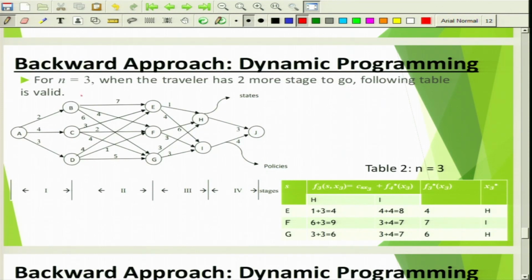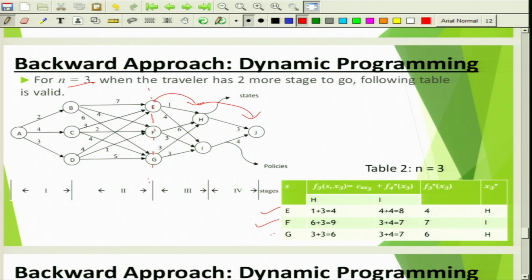Now consider n equal to 3, when the traveler has 2 more stages to go. The following table is valid. Now you are at this stage, and there are 2 more steps to go, from here to here and from here to here. Now let us formulate the table.